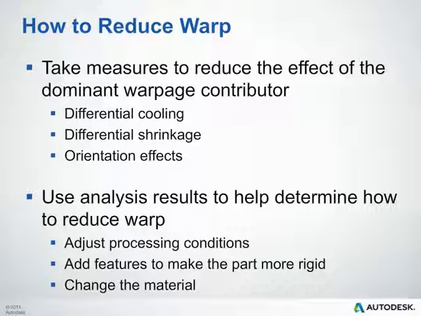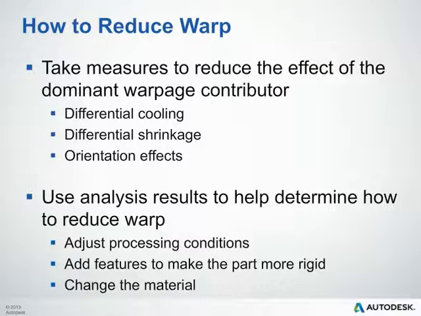How to reduce warp. First, you want to take measures to reduce the effect of the dominant warpage contributor, like we covered before. Is it differential cooling? Is it differential shrinkage? Or is it orientation effects? Each one of these components could have a different solution. So, target the one that is the main contributor and tackle that one first. Use the analysis results to help determine how to reduce the warp: adjust your processing conditions, add features to make the part more rigid, or even change the material. This is all stuff that you can do in the simulation before you get to the shop floor and it gets more expensive.